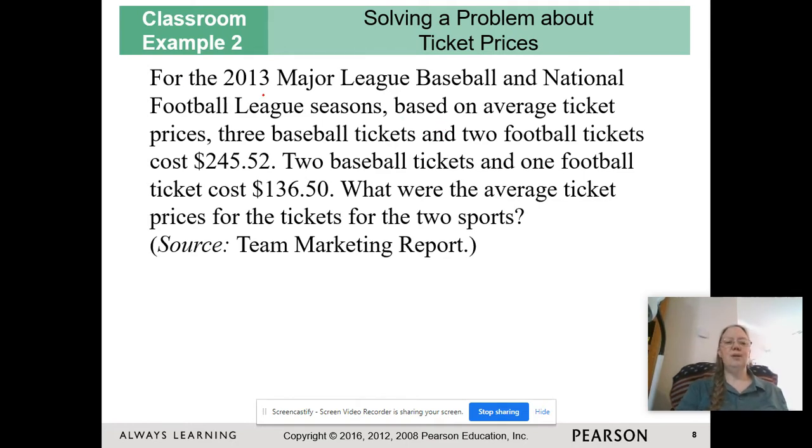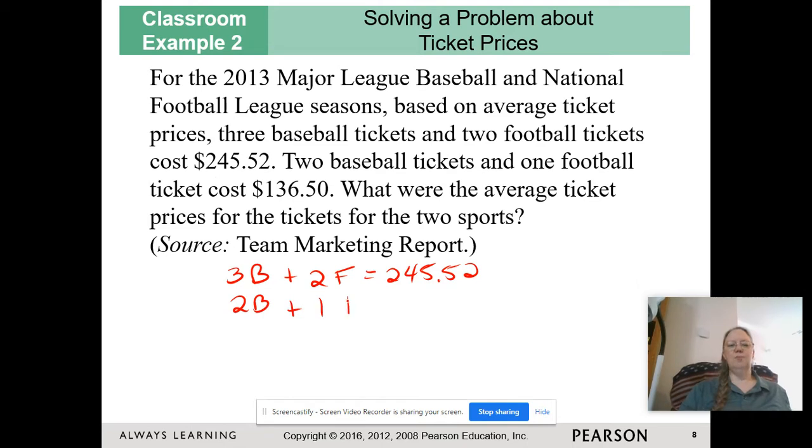For the 2013 Major League Baseball and National Football League seasons, based on average ticket prices, 3 baseball tickets and 2 football tickets cost $245.52. And 2 baseball and 1 football cost $136.50. So B would represent the baseball ticket and F would represent the football ticket.